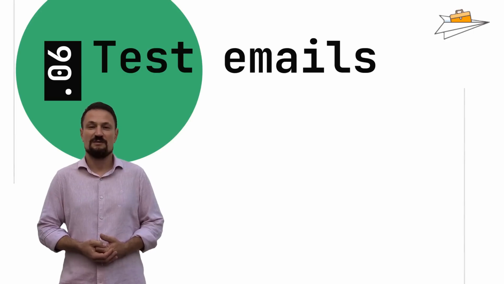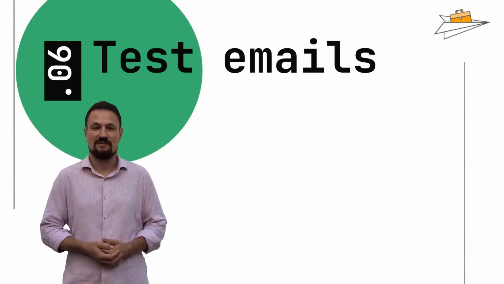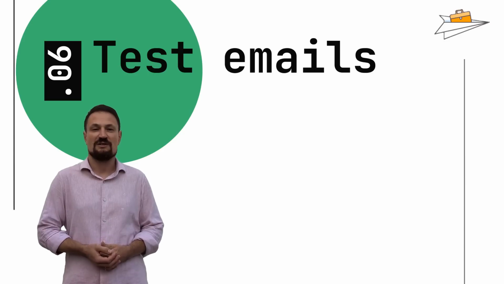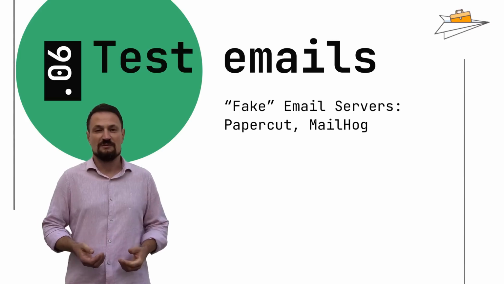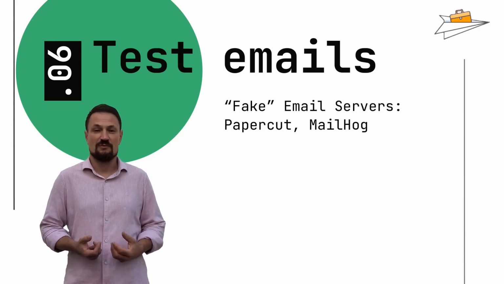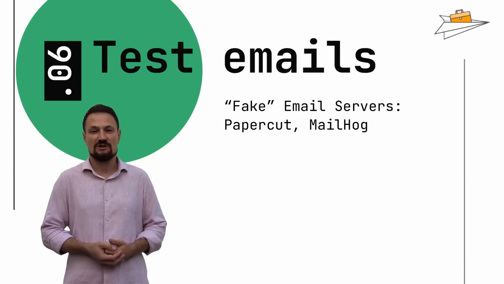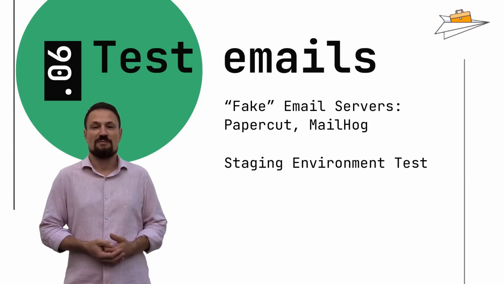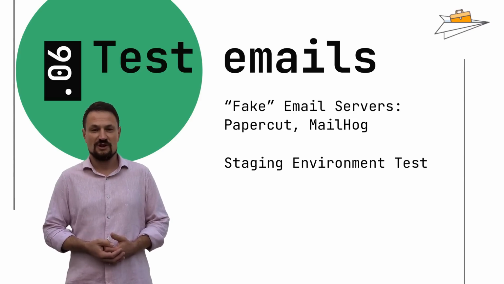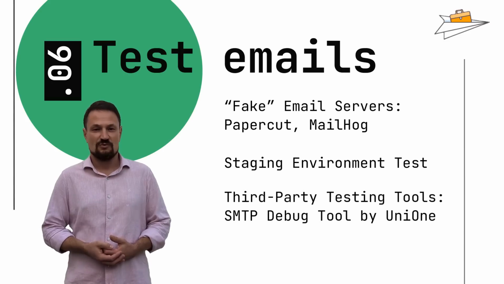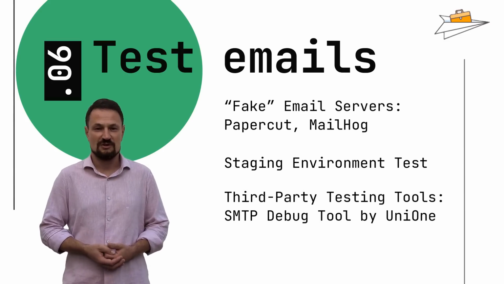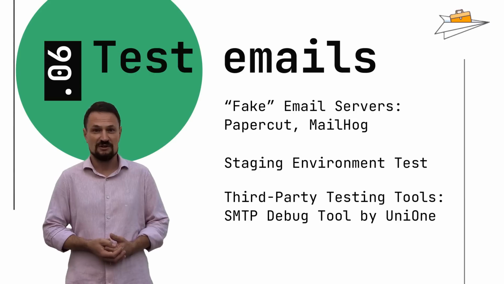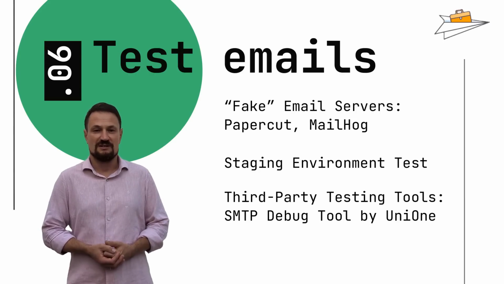And the last but not least, testing emails in C#. Testing ensures your emails are delivered, formatted correctly and secure. There are several easy ways to test email sending in C#. First, use fake email servers. Tools like Papercut or MailHog capture test emails locally without sending them to real recipients. Second, test in a staging environment. Set up a real SMTP server, for example, Gmail, to test email delivery and formatting in a safe, controlled environment. And third, leverage third-party testing tools. Email service providers like UniOne offer tools like SMTP debug, test recipients, and more to simplify email testing.